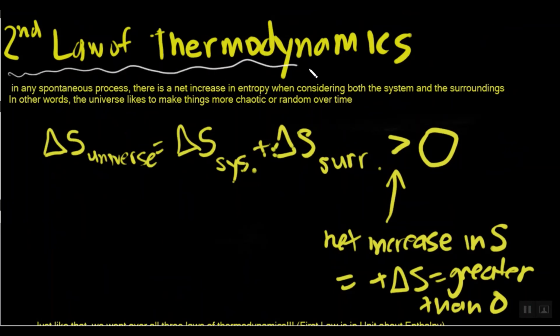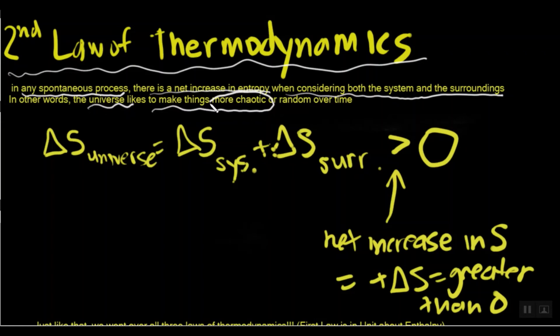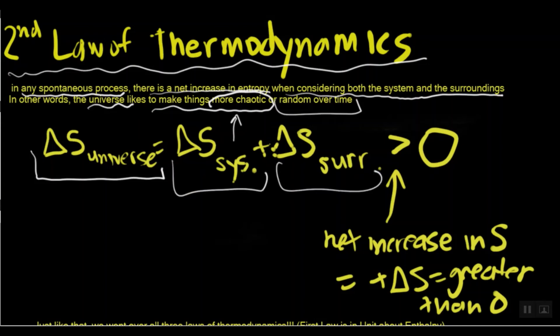And it's called the second law of thermodynamics. It states that in any spontaneous process, there is a net increase in entropy when considering both the system and surroundings. In other words, the universe likes to make things more chaotic, more entropy, or random over time. So we actually have a formula for this. The delta S of the universe is just the delta S of the system and the surroundings. And it has to be a net increase. So the universe has to have a net increase in entropy.